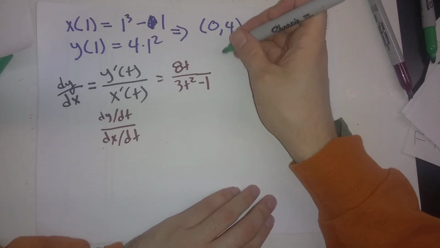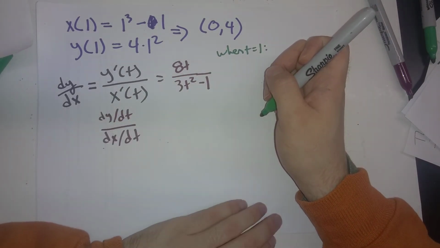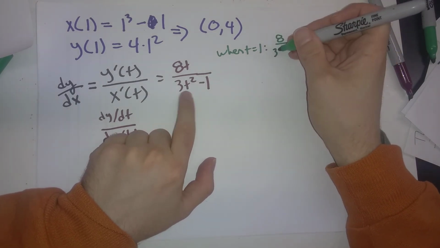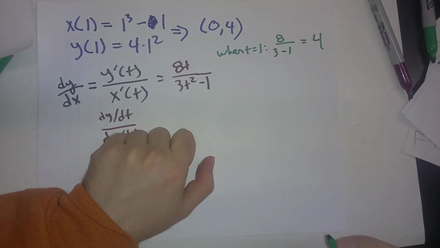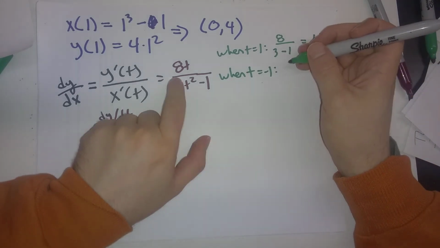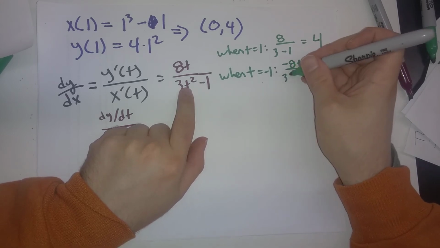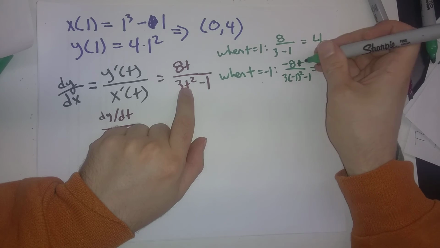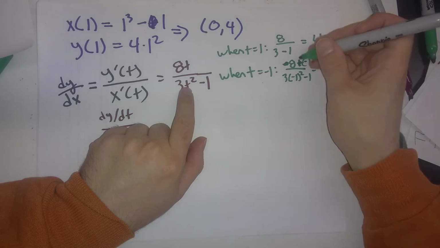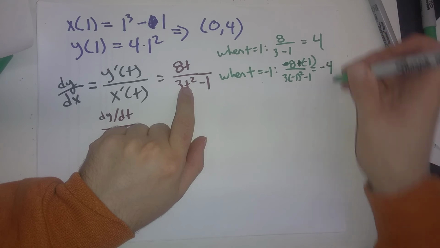So this is our slope of the tangent line. We want to plug in when t is equal to 1. When we plug in t is equal to 1 here, we end up with 8 times 1 is 8 over 3 times 1 squared minus 1. That is plus 4. When t is equal to minus 1, what do we end up with? 8 times minus 1, that's the clearest way to write that, is minus 8 divided by 3 times minus 1 squared minus 1, which is 2. Minus 8 divided by 2 is minus 4.